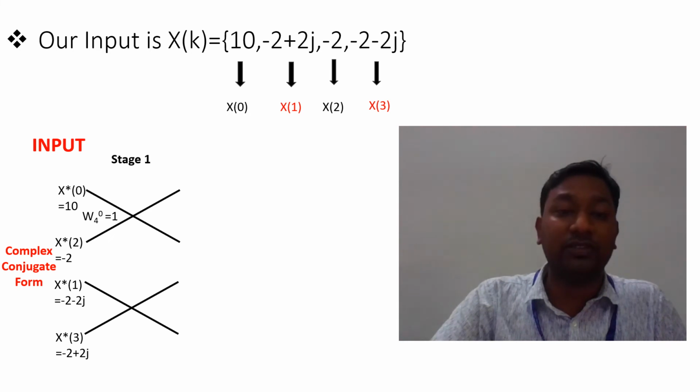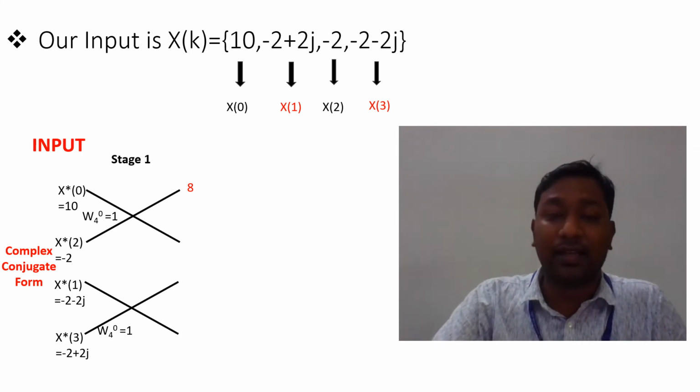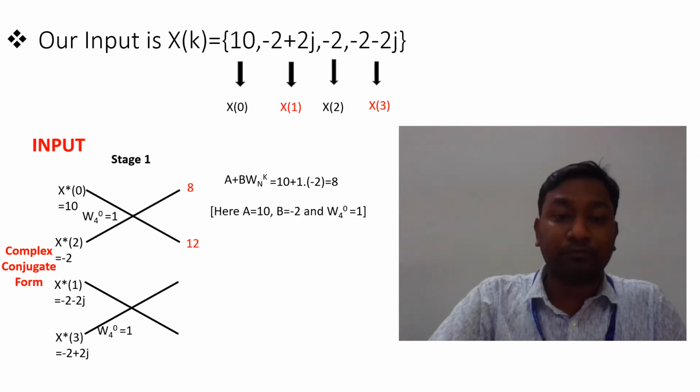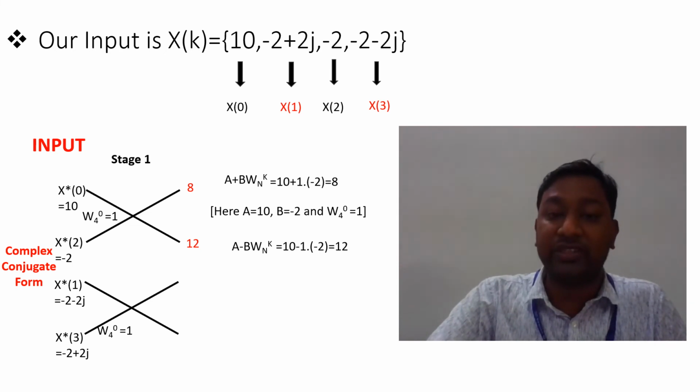So the butterfly associated with stage 1 has omega 4 to the power 0, and omega 4 to the power 0 is 1. So similar things, we just do the simple addition and subtraction, as we already discussed in the last slides. So 10 minus 2 is 8, and 10 minus minus 2 is 12. Here the A value is 10 and the B value is minus 2, and we calculate using the butterfly formulas a plus b omega n to the power k, where omega 4 to the power 0 is 1.